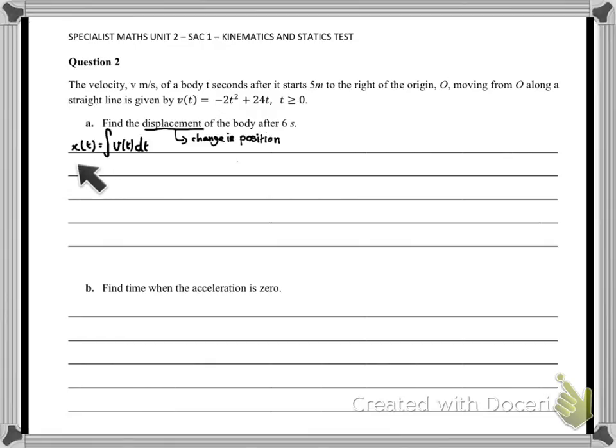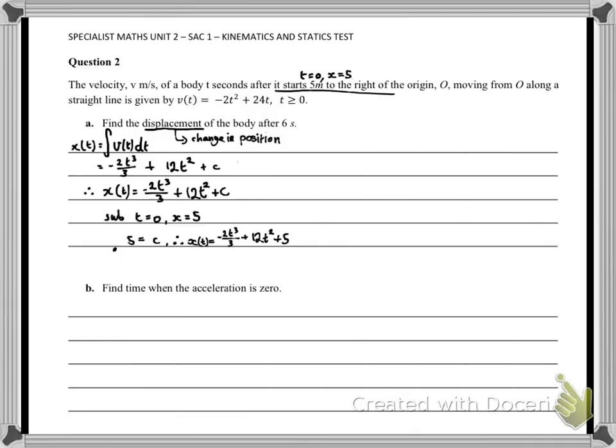So the position function is the antiderivative of velocity. So let's do that. We've got there's our velocity function. Let's take the antiderivative of each term, and we get this, our negative 2/3 times t to the power 3 plus 12t squared plus c. So here's our plus c, and we have to work out what that is.